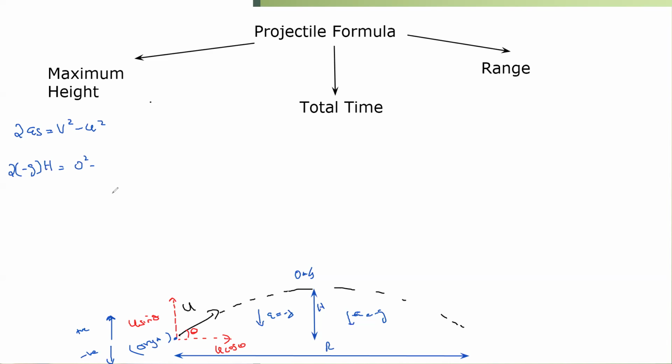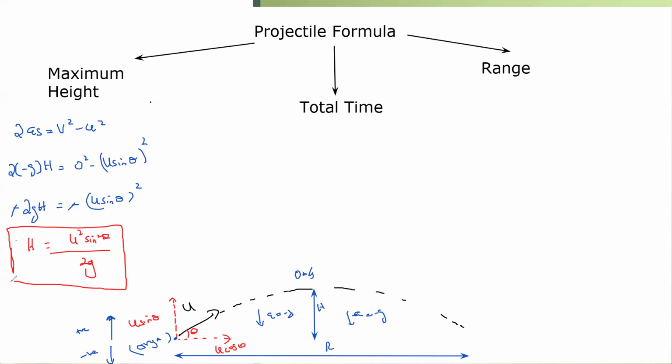And what about the initial vertical velocity? This will be equal to u sine theta, whole square. When we simplify, this will be minus 2gh equals minus u sine theta whole square, and the negative sign will cancel the negative sign. So if we need h, the maximum height of the projectile, it will be u square sine square theta divided by 2g. That is the maximum height which the projectile will reach. So if I know the initial velocity and the launching angle, I can work out the maximum height reached by the projectile.